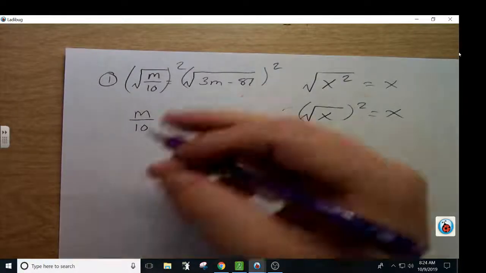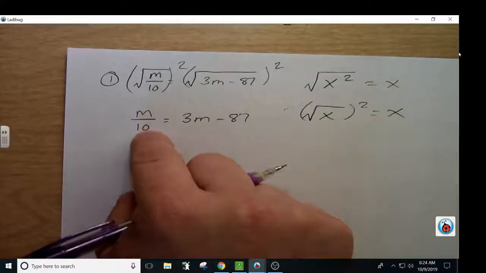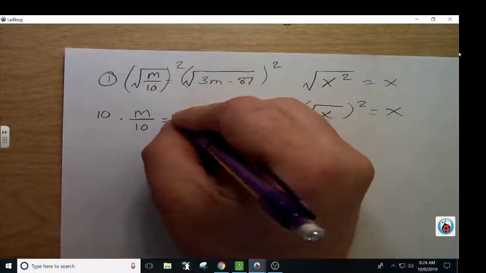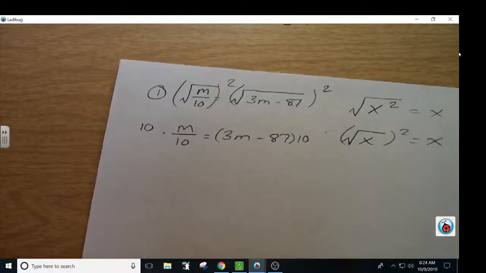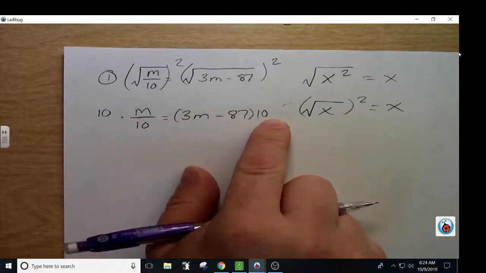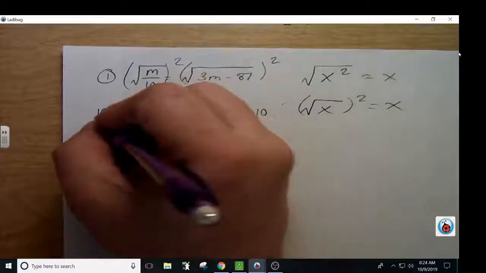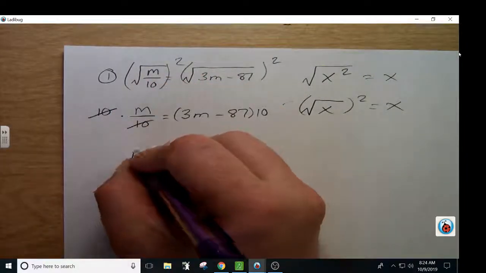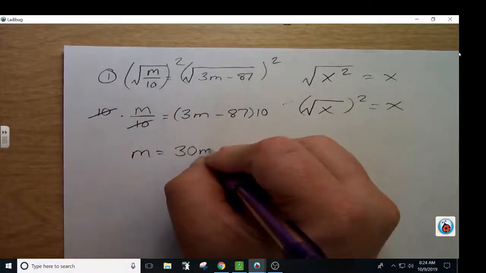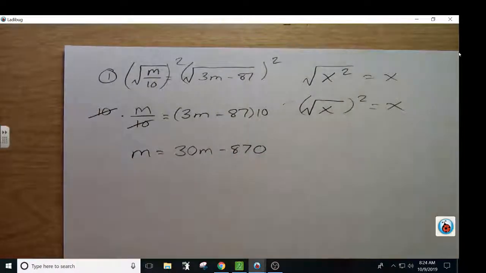Okay? Now, I'm looking at this fraction. I don't like this. So I want to clear this. How do I clear this fraction on this side? By 10, right? So you're going to times by 10, and you're going to times by 10. Okay? Now, don't forget, if you multiply by 10, you have to just put parentheses around it and distribute. Okay? So what happens, this cancels out as m equals 30m minus 870. Okay?